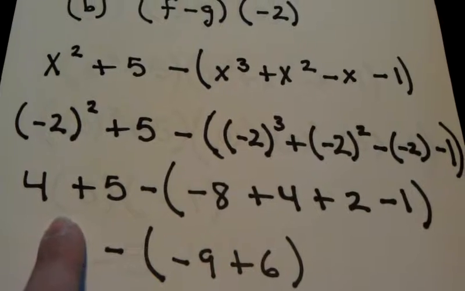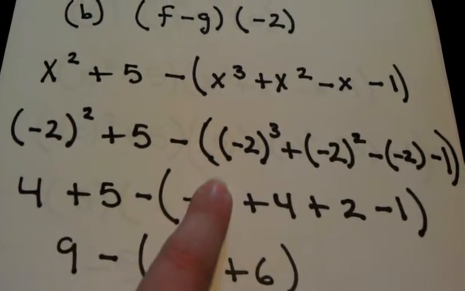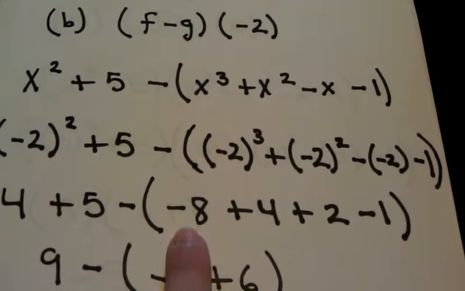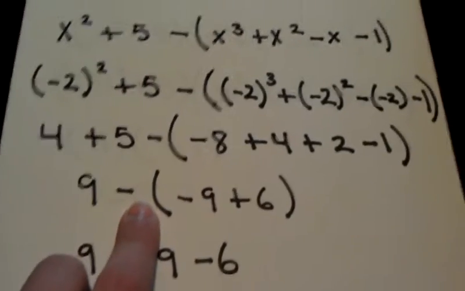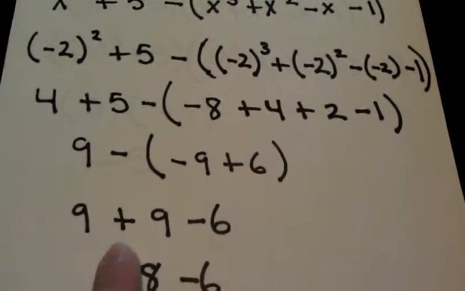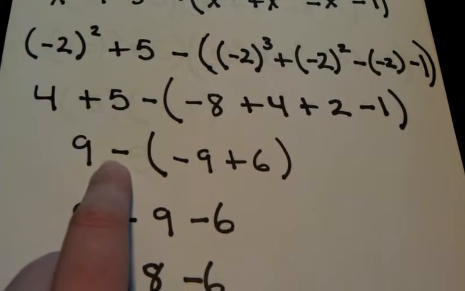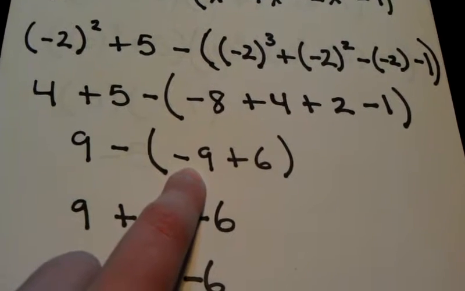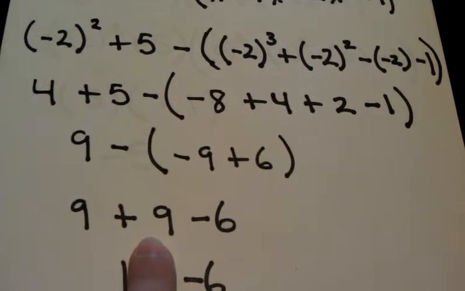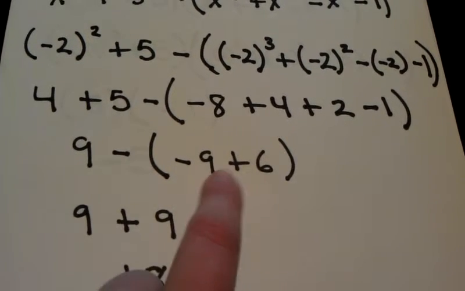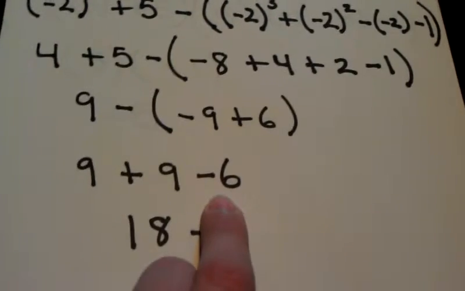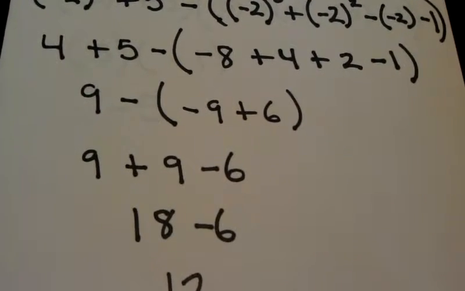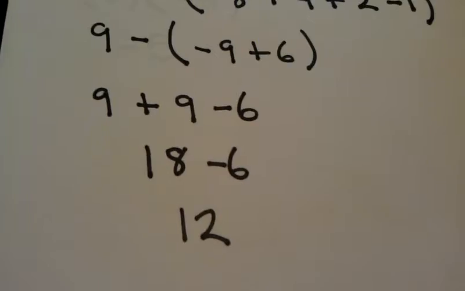Then you want to find all of them and simplify. Come down here, simplify, and then from here you're going to take your negative minus your 9, and that's going to become a positive 9, and then your negative plus your positive 6 is going to become a negative 6. Then simplify, then simplify. You get 12.